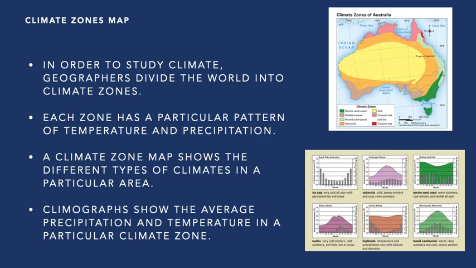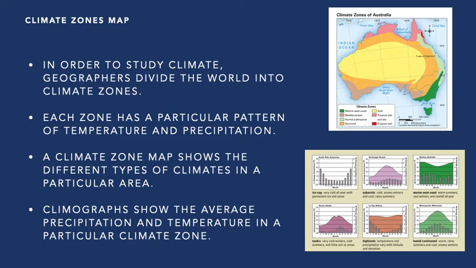If you look at the climate zone map in the upper right hand corner of your screen, it shows the climate zones of Australia. And we can see that Australia has 7 different climate zones. This climate map shows each zone in a different color. So we can look at our key and we can look at the map and we can see that one of the climate zones Australia has is a marine west coast because of the green.